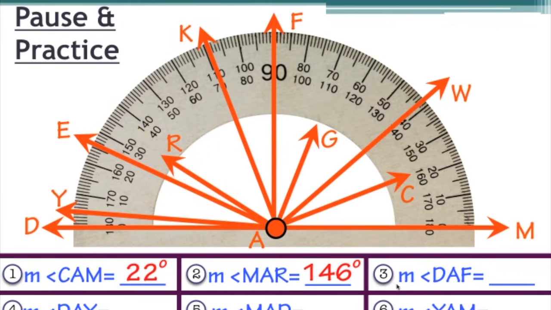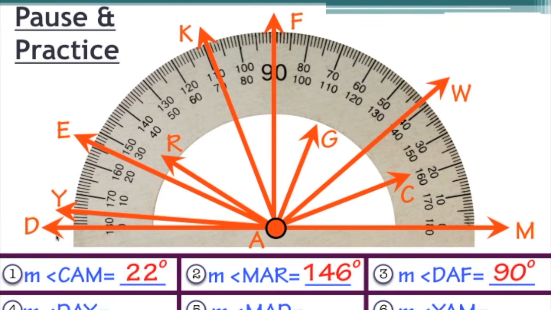Number 3, the measure of angle DAF. Angle DAF is this angle here, starting at D to A, then up to F. And the measure of angle DAF is 90 degrees. Because this is our start ray, we'll start at 0, we'll use the inside numbers, and that brings us to 90.